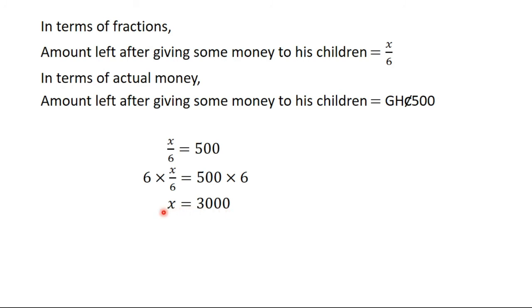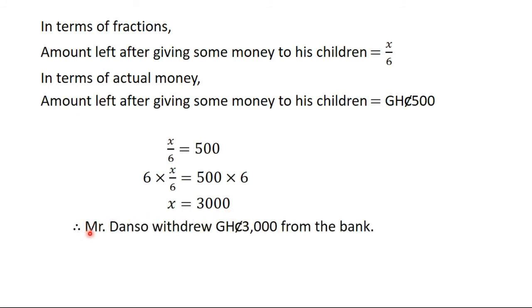So we've now found x. Remember, x is the amount of money he withdrew from the bank. So we can say that, therefore, Mr. Danso withdrew 3,000 Ghana cedis from the bank. So try your hands on finding the amount of money he gave to his son in terms of actual money, then the amount of money he gave to his daughter in terms of actual money.